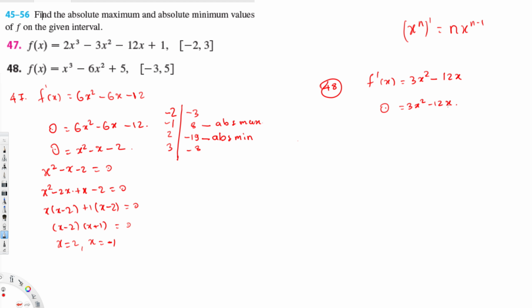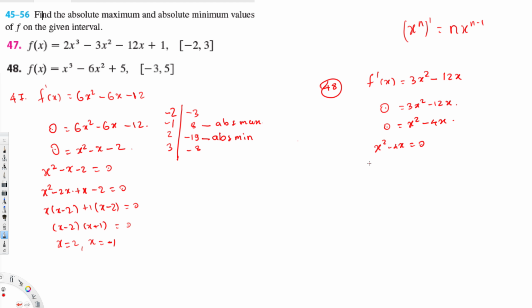If you see, 3 and 12 can both be divided by 3 to simplify this. If I divide 0 by 3, it's still 0, and if I divide this by 3, it's x squared. If I divide minus 12x by 3, it's minus 4x. Then if I bring it to the other side, it's x squared minus 4x is equal to 0.